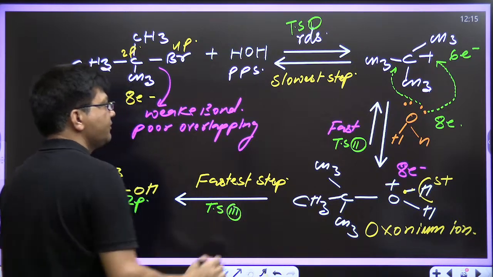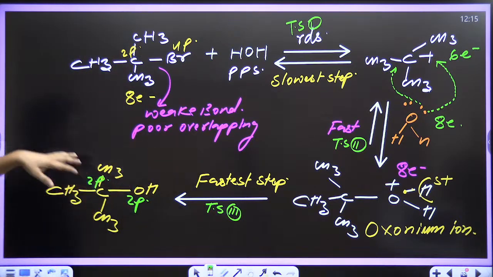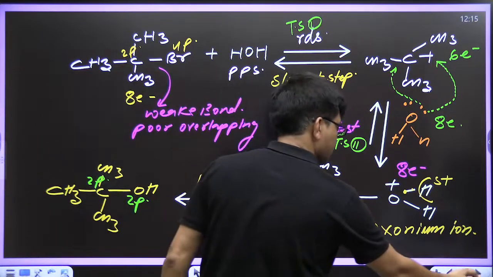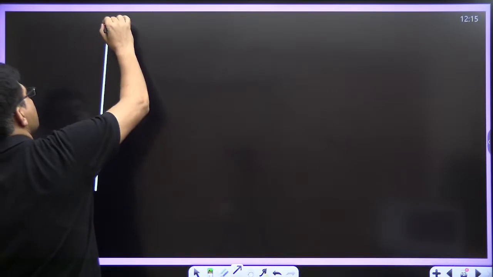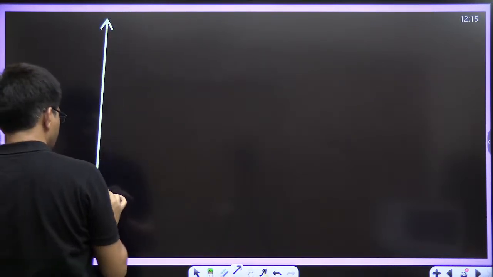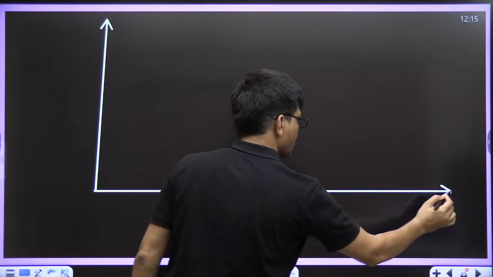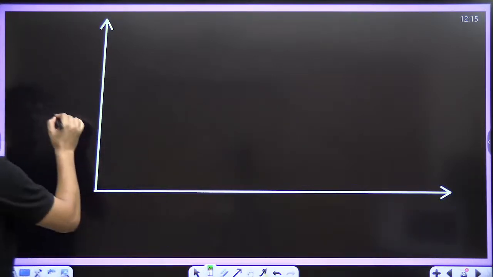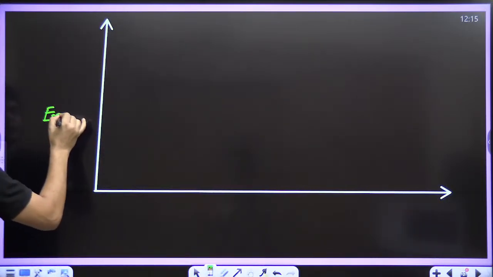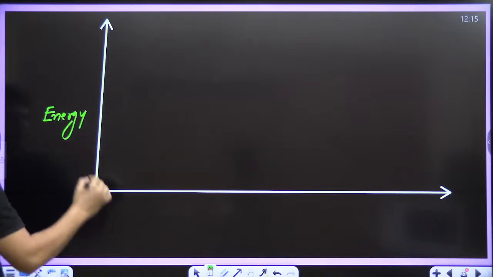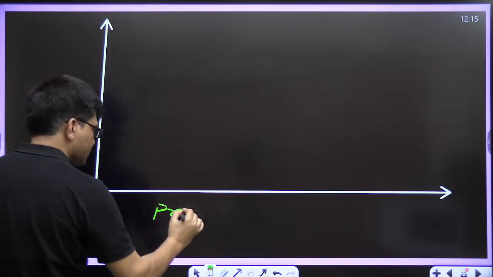Now graphically, if we want to see the graphical representation of this reaction, then graphically you will see it like this. One side is the energy. Let me draw energy over here. And let us suppose this is the progress of reaction.